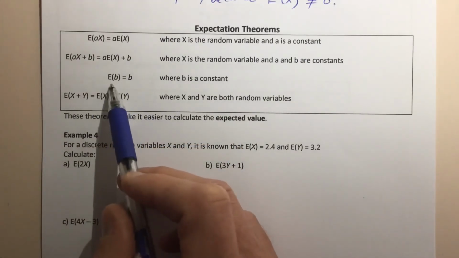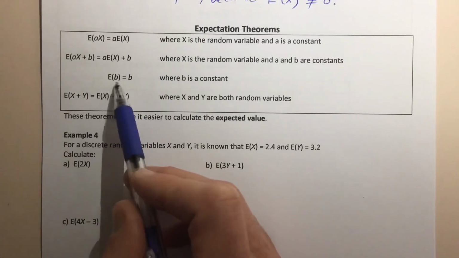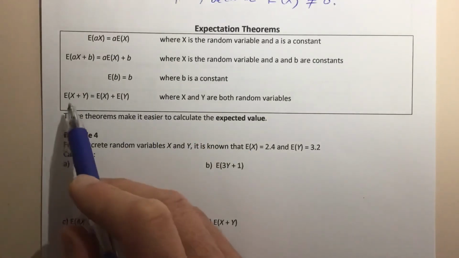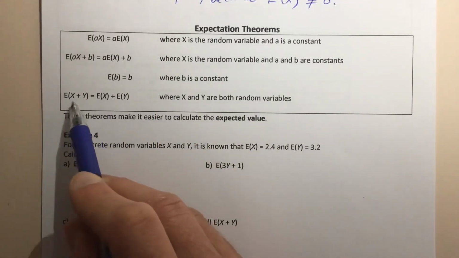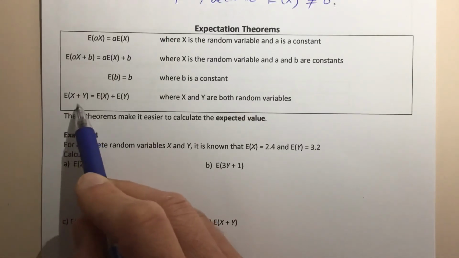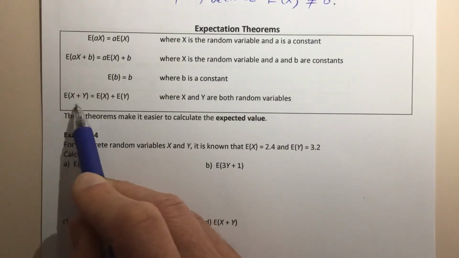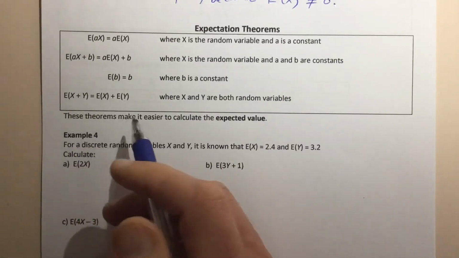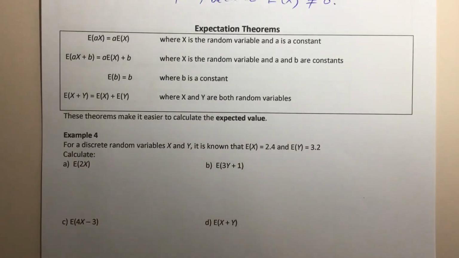This last bit says the expected value of b is just equal to b. So if it's not actually a variable that you're finding the expected value of, it's just a constant, well then the expected value of that constant will be itself. And the expected value of x plus y, so if x and y are both two separate random variables, well, adding the variables together is the equivalent of adding their expected values together, I guess is what that formula there is saying.